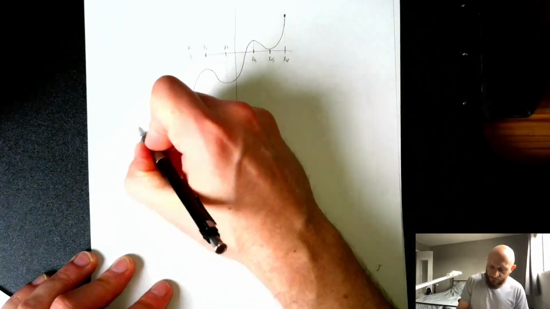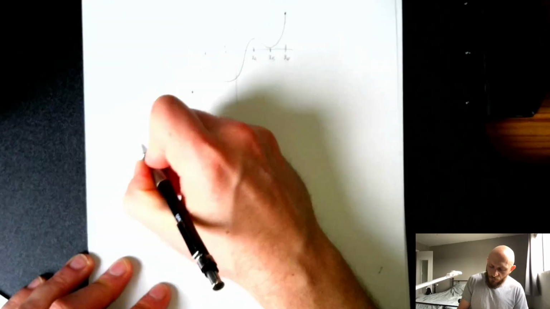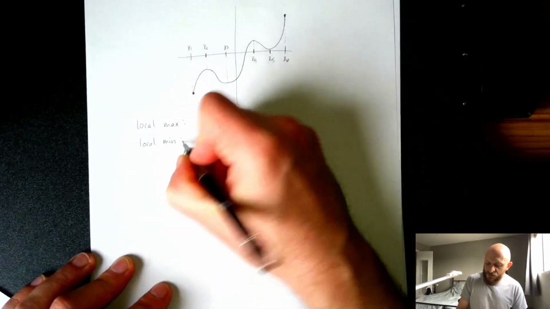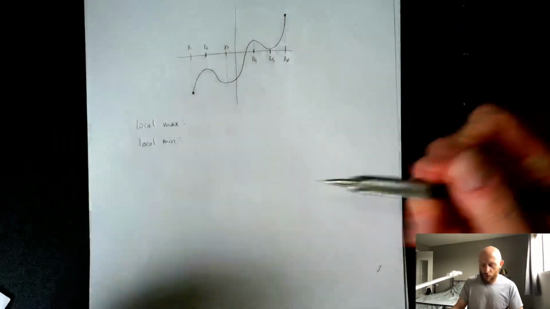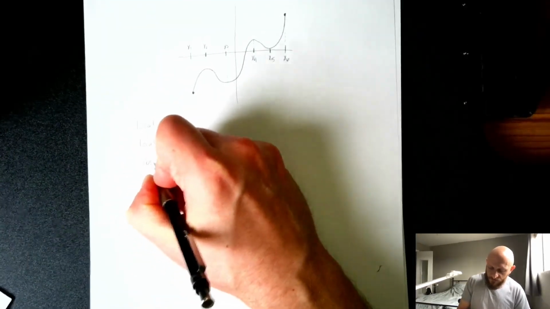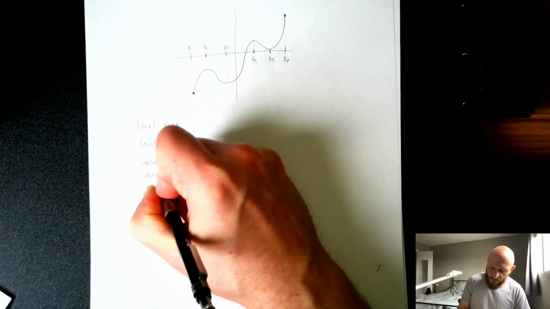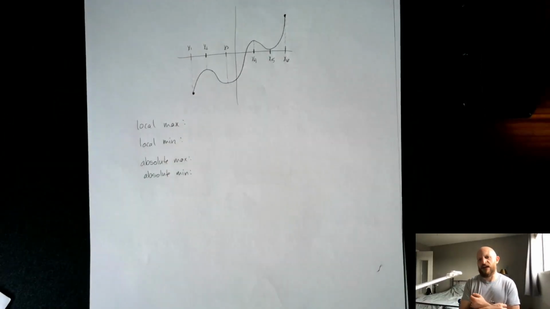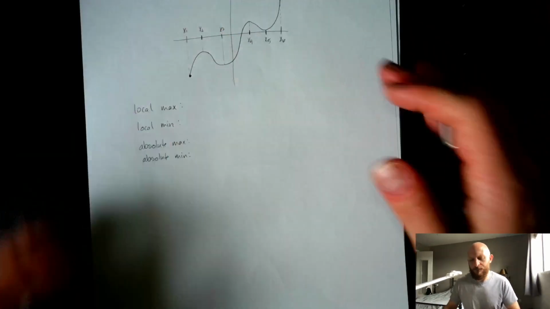So maybe take a second, pause the video, see if you can list out all of the local maximums and all of the local minimums, in particular just listing the x values of them, because I don't have a y scale going on. Also list the absolute maximums and the absolute minimums. I haven't told you what the absolutes are, but just make an intuitive guess. So pause the video for however long and see if you can fill this out.